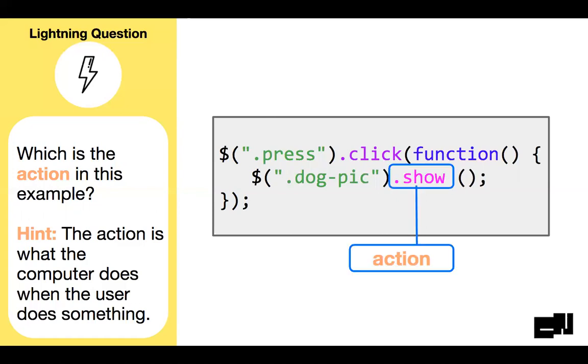If you said .show, you are 100% correct, right? What the computer does when somebody clicks the HTML element with the class of .press is that the dog pic will show. Now we've talked about hide so far, .hide. There are many different kinds of actions, right? If you want a picture to show up, just like it did in the do now pop code, you would use .show, right? That is the action. That is what the computer is doing because you clicked.